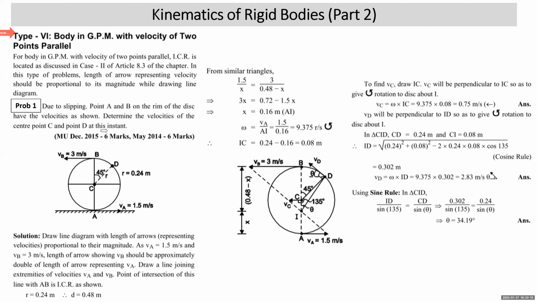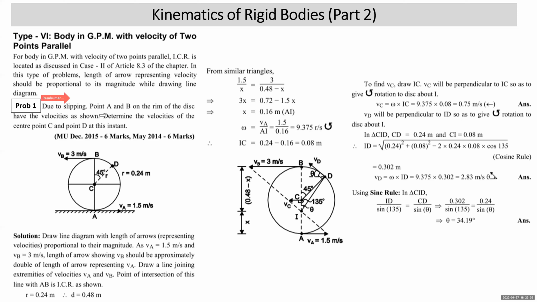In this type, there is one additional care required, which I have listed here. In this type of problem, the length of the arrow representing the velocity should be proportional to its magnitude while drawing the line. So this is another additional precaution to be taken, and I'll explain its importance when we are solving this. I read this problem.